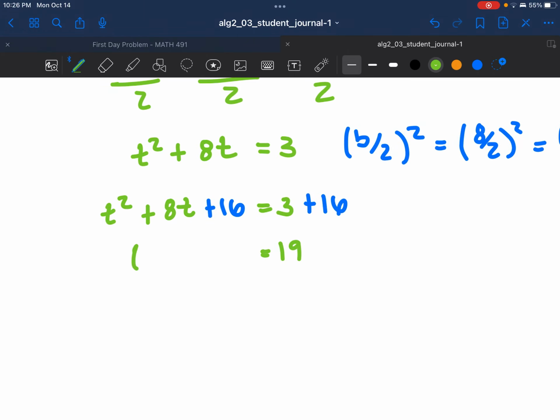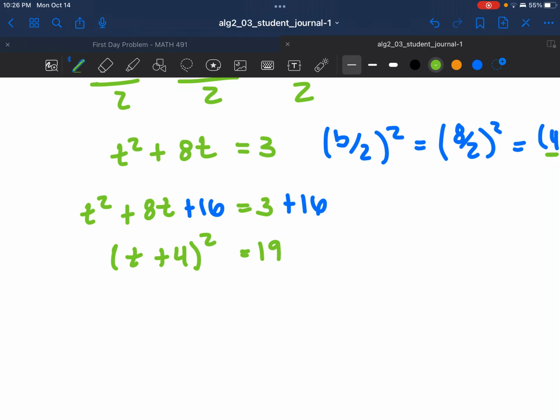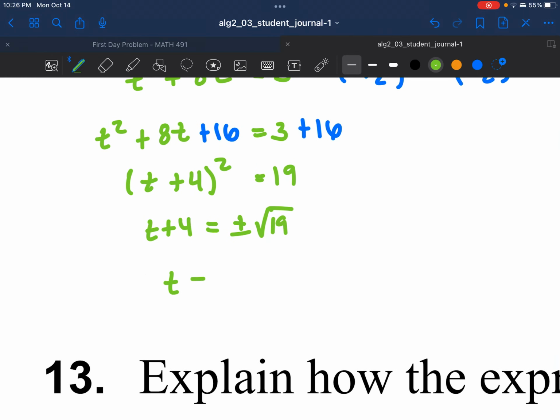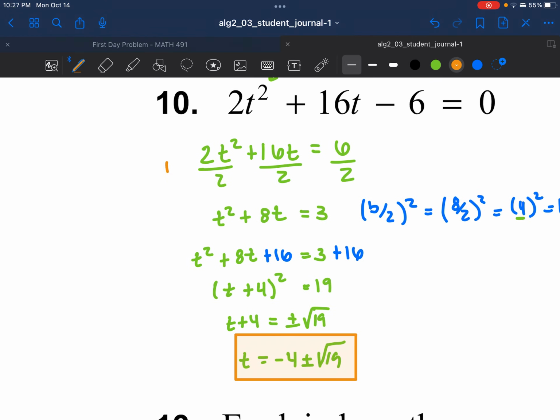Okay? And on this side, we're going to take what's inside my b over 2, and we're going to make it a binomial. So t, and this is a positive 4 on the inside, so plus 4 squared. I'm then going to take the square root of both sides here. So t plus 4 equals plus or minus the square root of 19. 19's prime. I'm not going to mess with that, but I am going to subtract 4 to the other side. Negative 4 plus or minus the square root of 19. And that's it. It goes the same way for each problem.